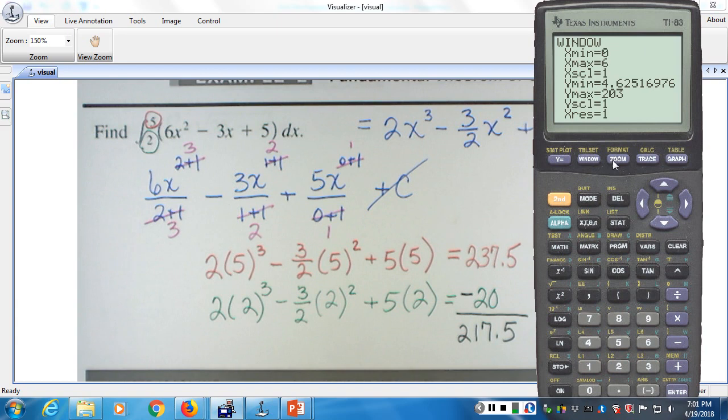And then I'm going to go zoom and 0. And let it do its thing. It found me a pretty good window, but I want to move that up off the bottom a little bit. So I'm just going to go back to the window, and it's only going from 4 to over 203. Well, I'll be happy if it goes down to about negative 25. That way I can see a little bit underneath the graph.